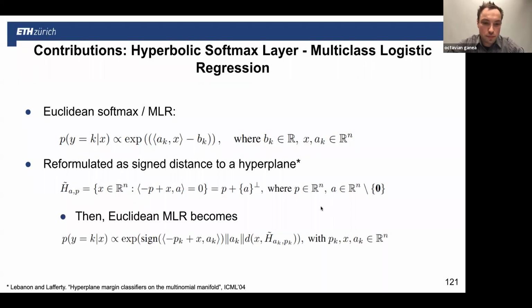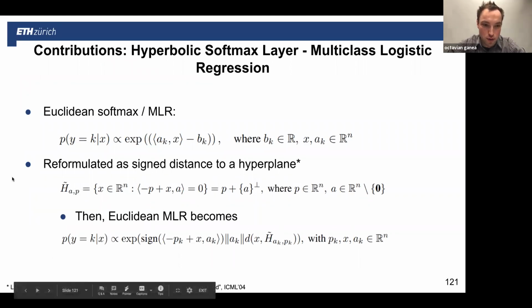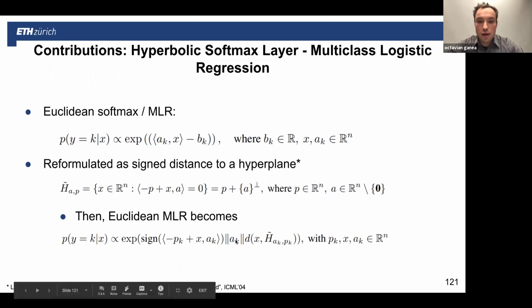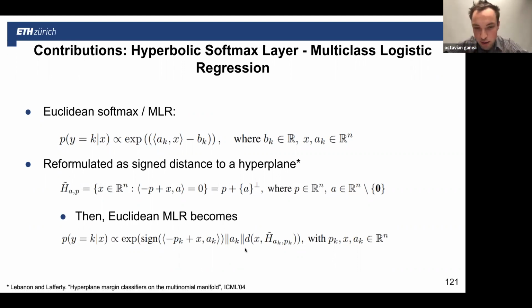And if you just rewrite the first equation on this slide, you'll get a different formulation, which is essentially saying that the softmax probability is just a sign value, which tells us on which side of the hyperplane the point X is. So it's plus or minus 1. And then we have the norm of the normal direction to the hyperplane, which you can set to 1.